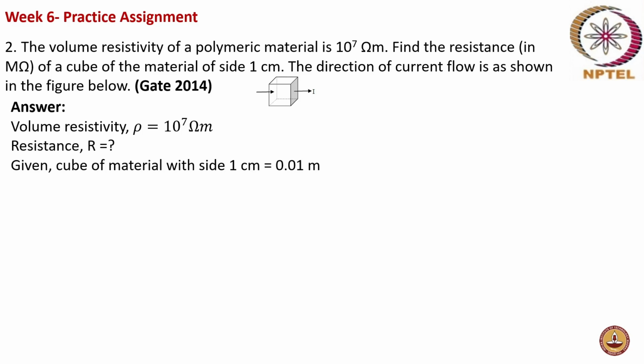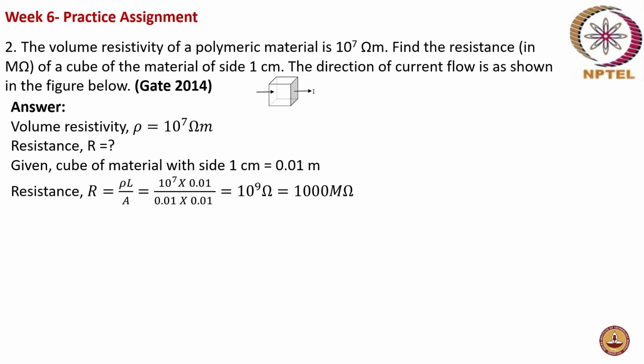That means when you convert centimeter to meter, it is 0.01 meter, right? Yes. 1 centimeter is 10 power minus 2 meter, which is nothing but 0.01. Correct. So now resistance is rho L by A. So 10 power 7 into length is 0.01, divided by area is 0.01 into 0.01. That means 10 power 9 ohms.